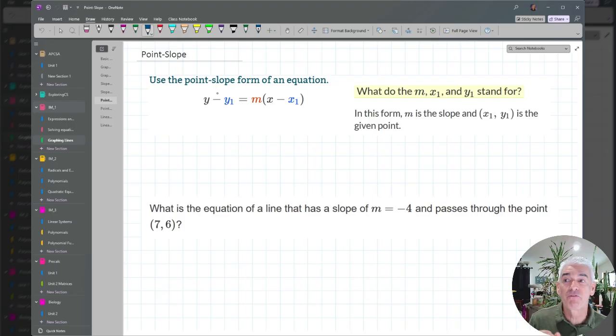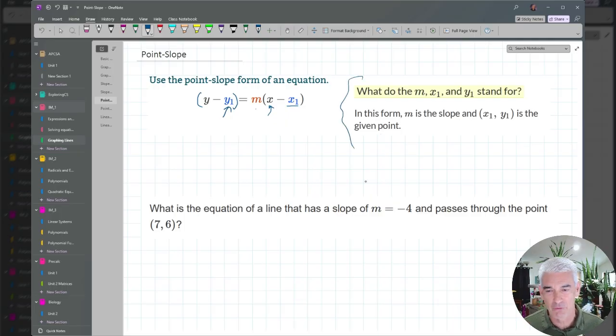The point-slope form of the line is y, the variable y, minus the y-coordinate of a point that it goes through, set equal to m times x, the variable x, minus the x-coordinate of that same point. They use the subscripts x1 and y1 to represent an actual point that this line goes through. So we have an example down here.